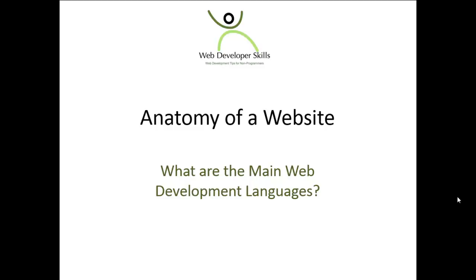What are the main web development languages? Well, there are four main languages. There are more, but the main ones are four, and those being HTML, CSS, JavaScript and PHP. Branching beyond those languages, we're talking Ajax, SQL, all very important and all very necessary, but these are the fundamentals.